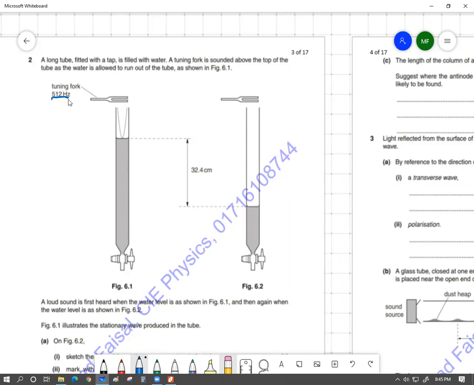And this figure clearly shows us that the difference between the first resonant depth and the second resonant depth is 32.4. So if you recall from your earlier discussion, this much gap represents how much in terms of lambda. You can see over here, this shape represents how much of lambda for a stationary wave.